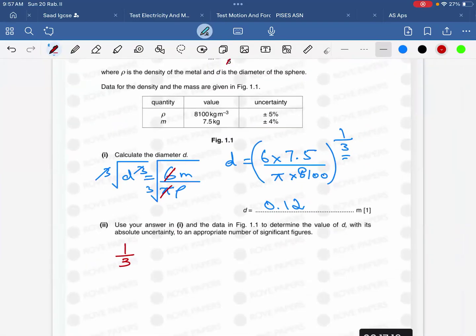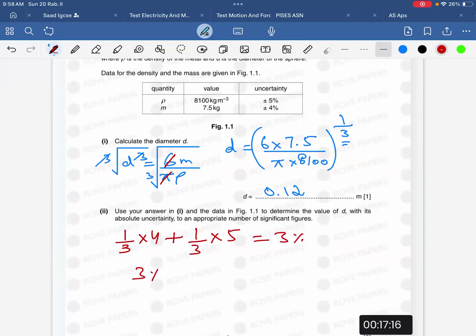Along with 1 upon 3, since 1 upon 3 is the exponent. Okay, 1 upon 3 multiplied by the percentage of mass, that is 4. The percentage is already given, no need to work on it. Plus 1 upon 3 times the percentage of density, 5. Okay, so I think it comes 9 upon 3 if I'm not wrong. So the percentage comes 3%. Could you please check it? And your percentage was coming 9%, if I'm not wrong, since you have not considered 1 upon 3, right?